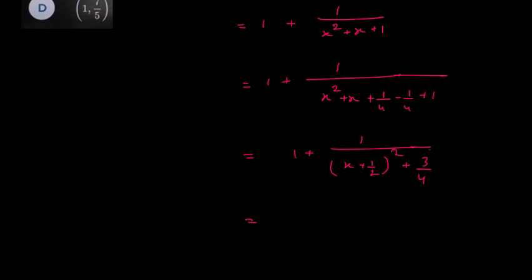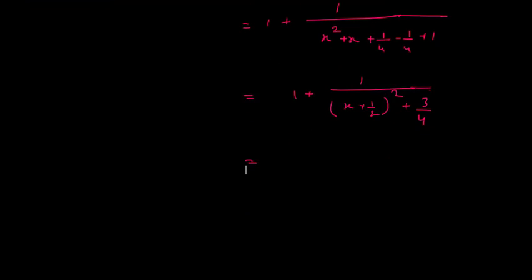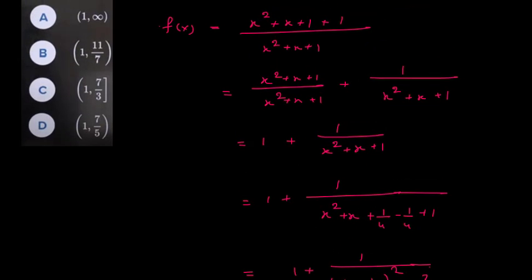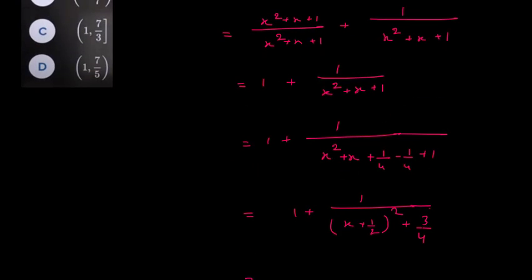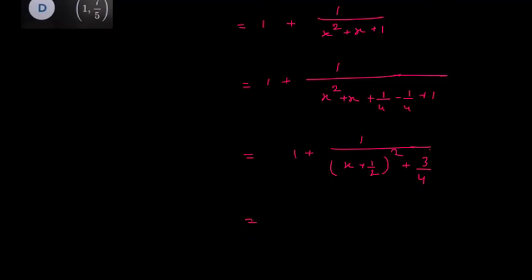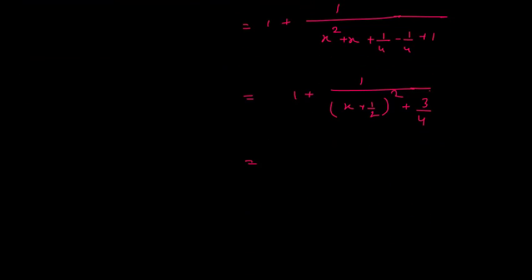So to get the higher value, means for getting lesser value, this denominator should be as large as possible, where the denominator can take approximately infinite value. So this term will become 0, so your value will start from 1. And for the upper limit, this denominator should be as small as possible. Now that could be possible when your x + 1/2 will become 0.